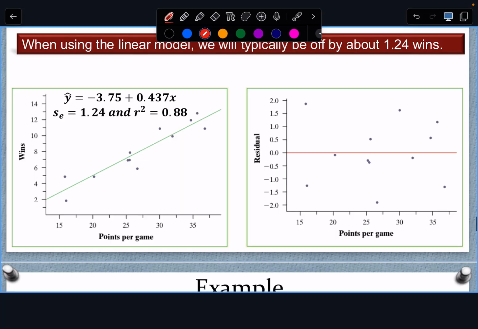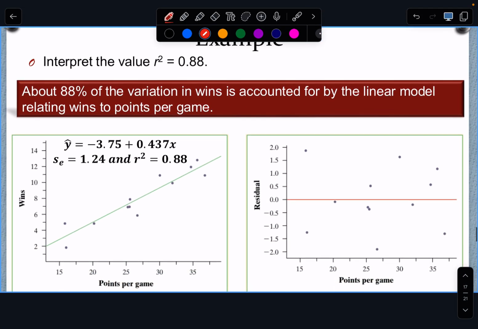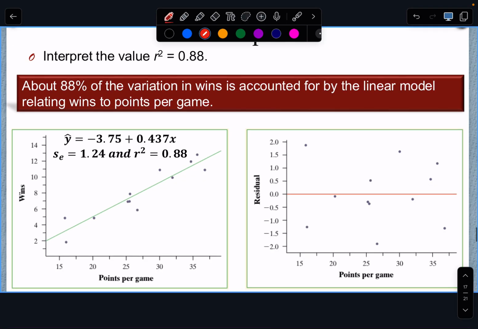And then for correlation squared, in this case, correlation squared is 0.88, that means 88%. So when I interpret that, about 88% of the variation in wins, so it's always the percent of variation in Y, is accounted for by the linear model. So anytime they're asking you to interpret correlation squared, it's this percent of variation in Y is accounted for by the linear model relating wins to points in this case.